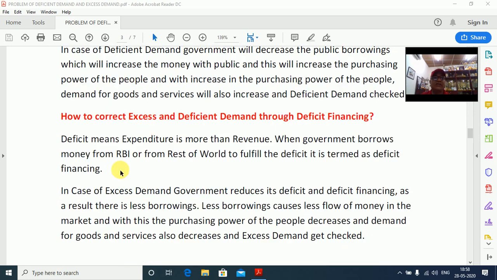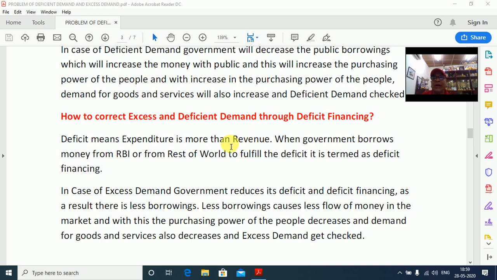Moving to the next. How to correct excess and deficient demand through deficit financing. It's a new word for you. What is the meaning of deficit? Deficit means expenditure is more than revenue. Quite simple. You generally use, I have got a deficit. In my business, I am getting a deficit. It means my expenditures are more than my revenue or income.